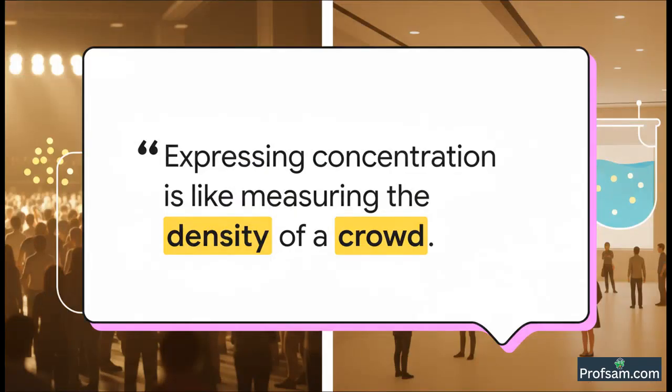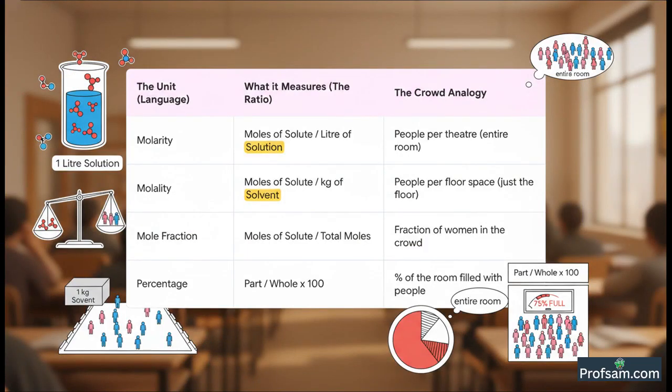Now, here's a wonderful analogy to help you remember this. Expressing concentration is like trying to measure the density of a crowd. Imagine you walk into a crowded room. You wouldn't just say, "Oh, it's crowded," right? You would want to be more specific. So how would you actually measure that crowdedness? Well, there are different ways, you see.